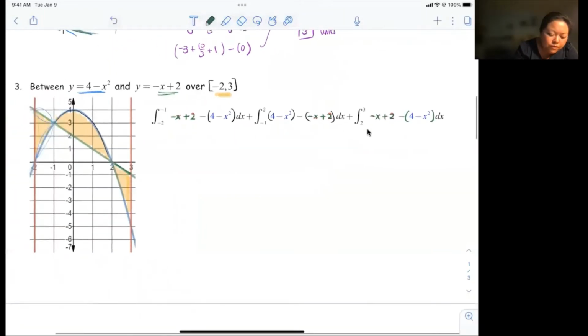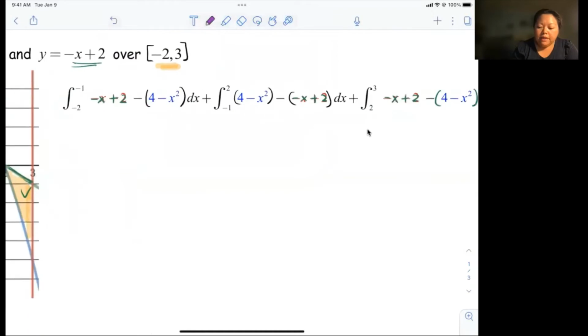The first piece went from negative 2 to negative 1. So that's why my negative 2, negative 1. Second piece goes from negative 1 to 2. So negative 1 to 2. Last piece goes from 2 to 3. So my interval 2 to 3. Okay. So that they all have their pieces. And a good way to check is look at your picture here. I see 3 regions, therefore 3 integrals, right? 1 area per integral. Okay, now I'm ready to work this out.